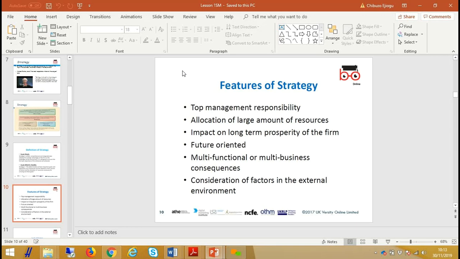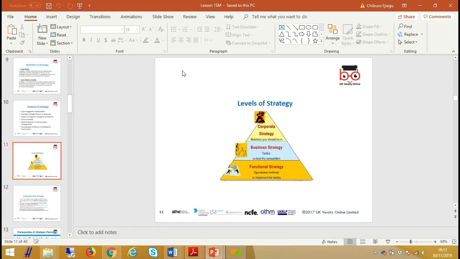There's some aspect in the definition about the wise use of resources. You have scarce resources, so you had better allocate them to the best use, and that is strategy. There is also the impact on the long-term prosperity of the firm, so long-term, future-oriented planning. Then multifunctional, multi-business consequences: if your business is complex and has different units, divisions or products, it's about the whole picture of the organization. And you should consider external factors like changes in technology and changes in the product market. So all these are pictures of the definitions of strategy.